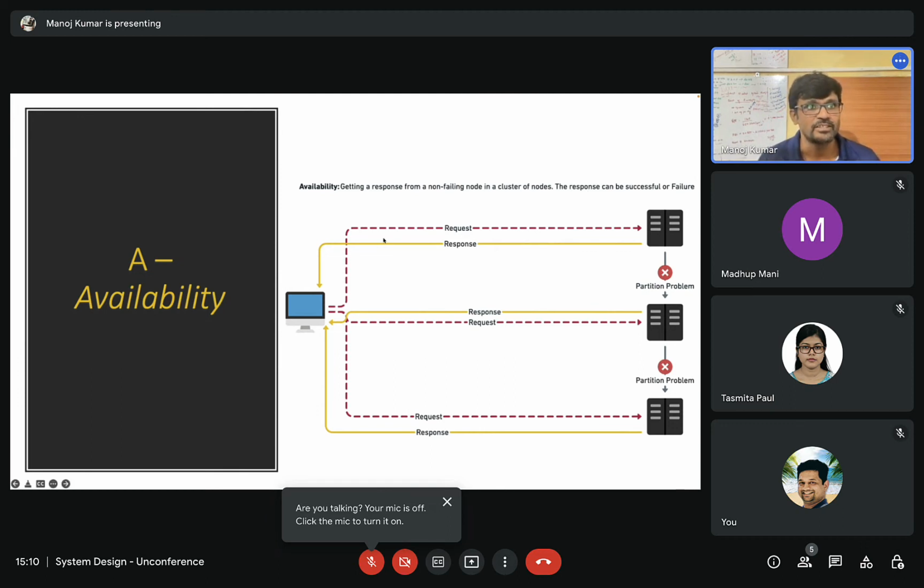So the node may be very slow. It would have responded, but network congestion may happen, and you would not have got the response. So there are a lot of other things which can happen even in a cluster, in a distributed system. That's the problem when you look from the CAP theorem. Other things also need to be considered.